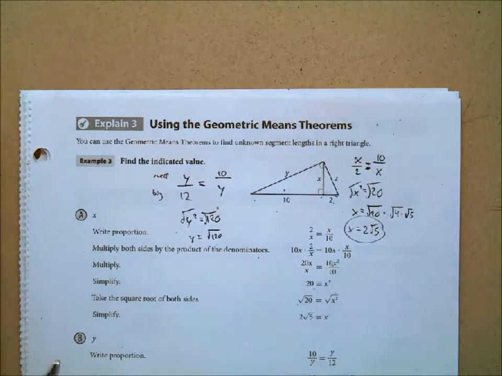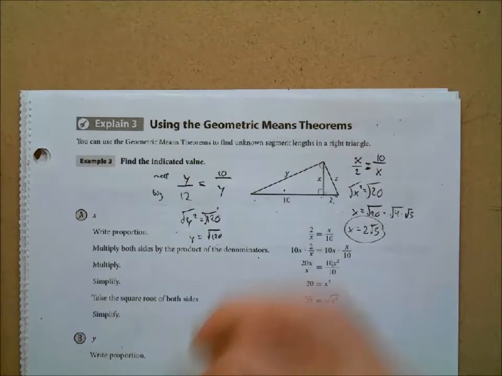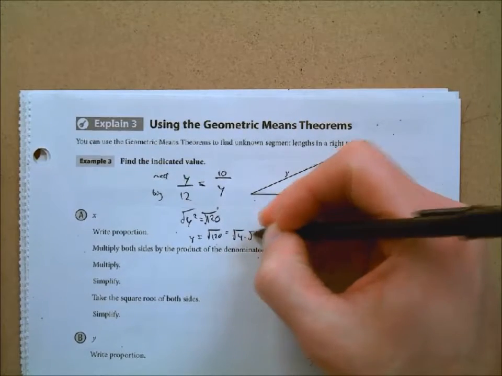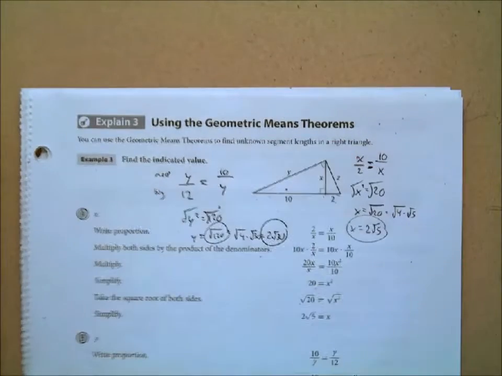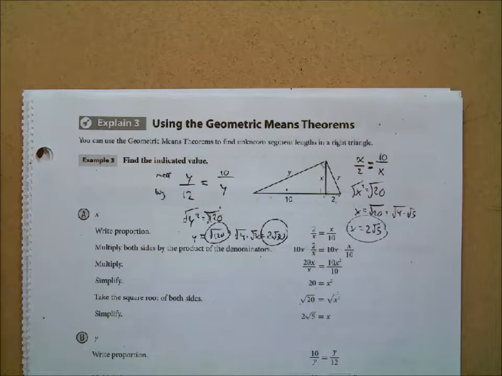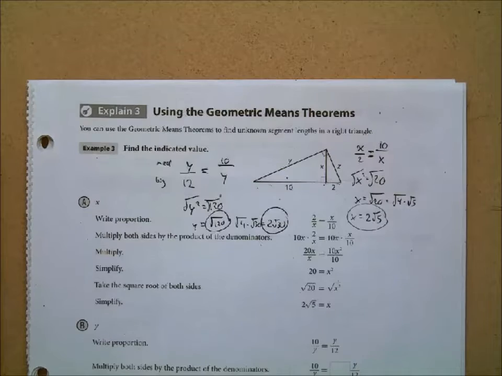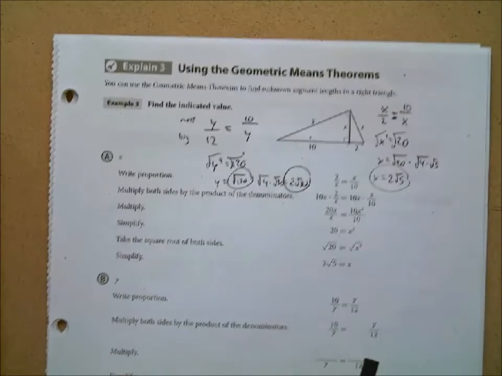Okay, so again, cross multiply. Y squared equals 120, square root both sides. You get y equals the square root of 120, which, let's see here, 2, 3, 5, yeah. Which we can simplify to be the square root of 4 times the square root of 30, which is 2 square roots of 30, and that doesn't simplify any further. Questions on that?